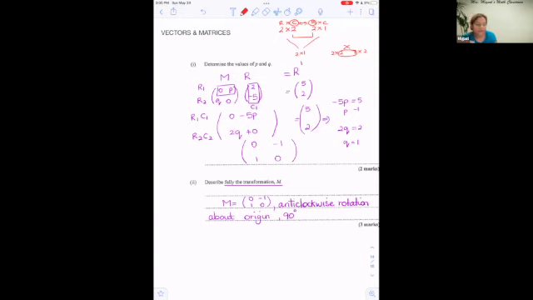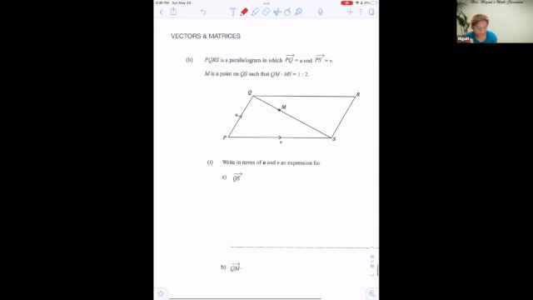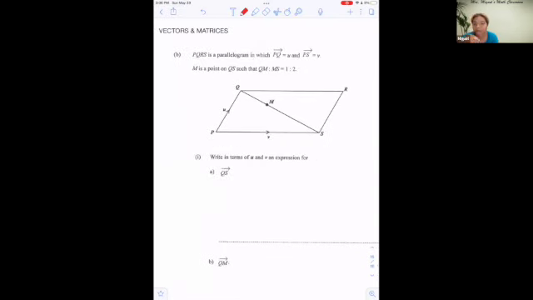Another thing they say they are going to bring is vectors. They are going to bring the parallelogram law of vectors and the triangular law of vectors. So we're going to look at that. So this is a parallelogram. This is why I chose this question.